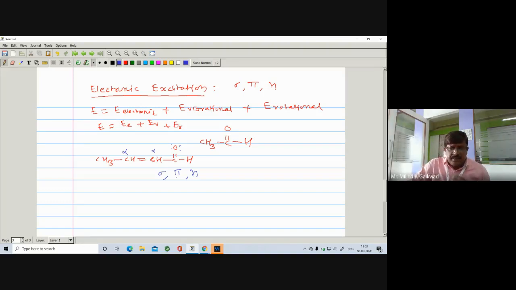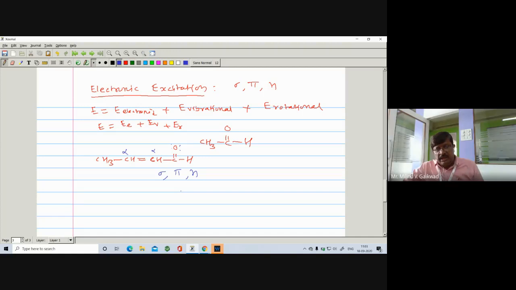So sigma bond, pi bond, and n non-bonding electrons are present. They may also ask how it undergoes electronic excitation. Which excitation takes place in ultraviolet radiation? Now UV is more energetic, it has more energy. As it has more energy, the electrons present in the bond undergo electronic excitation.